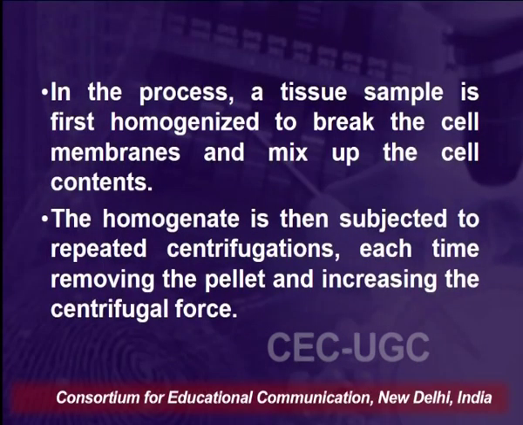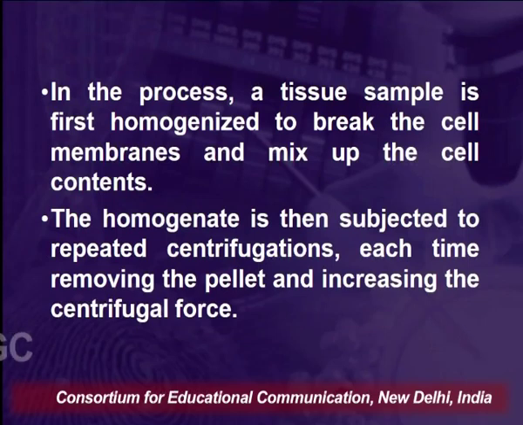In differential centrifugation, a tissue sample is first homogenized to break the cell membranes and mix up the cell contents. The homogenate is then subjected to repeated centrifugations, each time removing the pellet and increasing the centrifugal force. So, this is in our hands, how we are using the centrifugation technique.